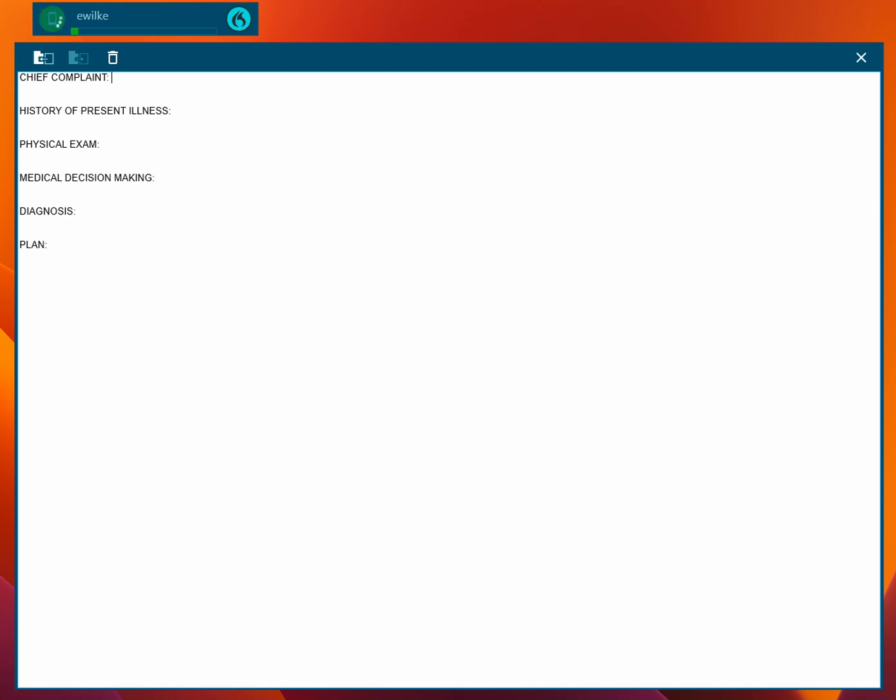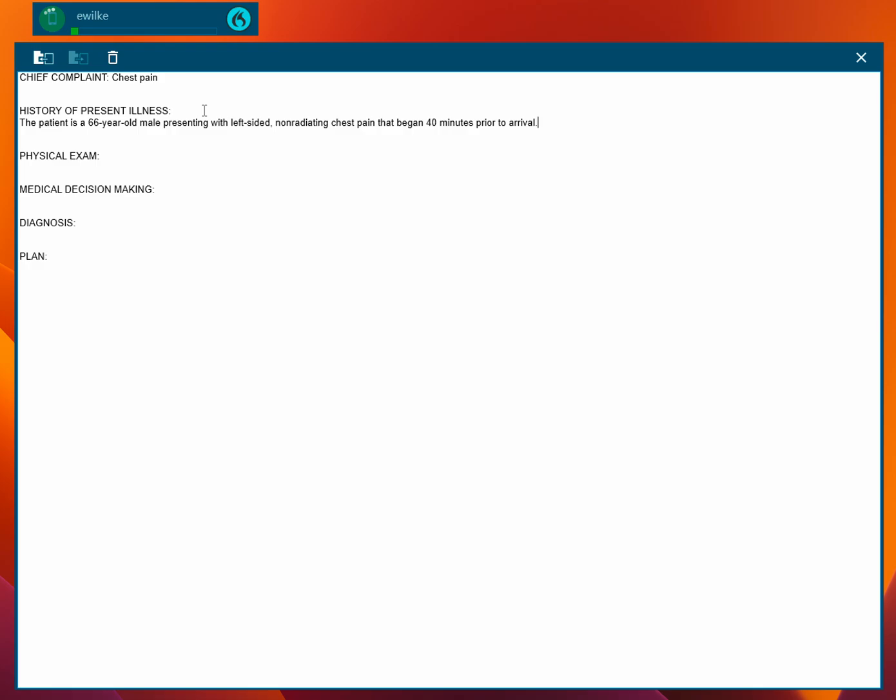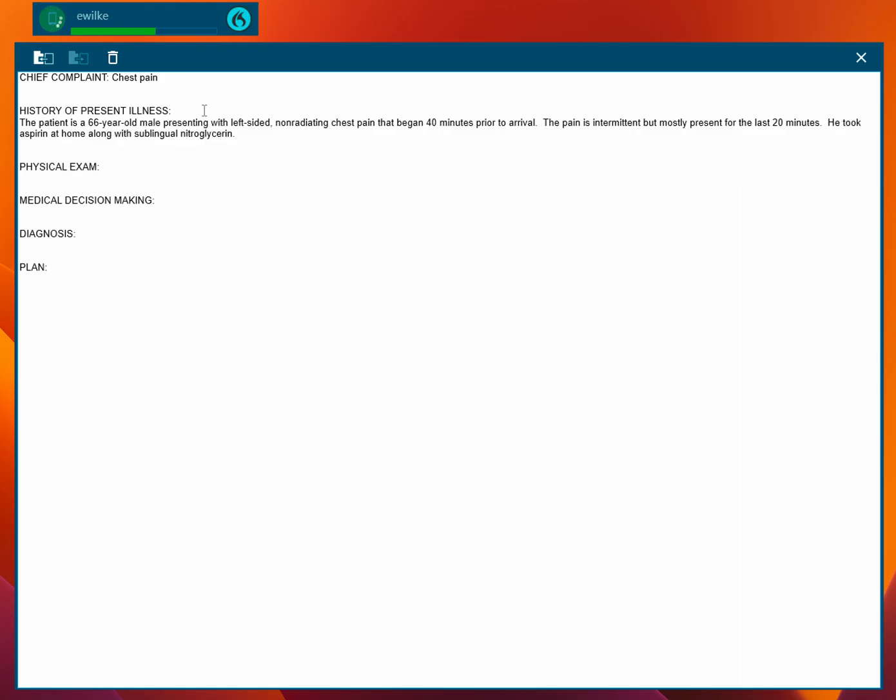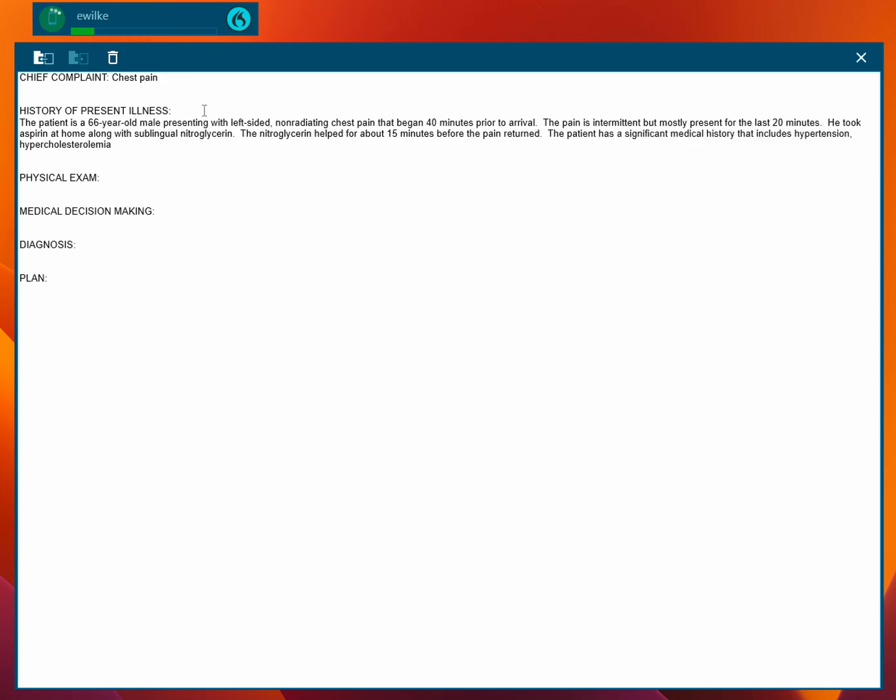Chest pain. The patient is a 66-year-old male presenting with left-sided, non-radiating chest pain that began 40 minutes prior to arrival. The pain is intermittent, but mostly present for the last 20 minutes. He took aspirin at home along with sublingual nitroglycerin. The nitroglycerin helped for about 15 minutes before the pain returned. The patient has a significant medical history that includes hypertension, hypercholesterolemia, and known coronary artery disease with prior cardiac catheterization 5 years ago.